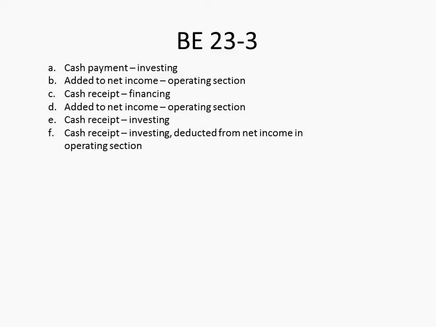What, do I hear confusion? There are two answers, right? Sale of land at a gain is the sale of the land. The proceeds from the sale of the land go into the investing section, right? But the gain is deducted from net income in the operating section. So there's two components here. Got it? Did I lose anybody? Do I need to go back over that? Huh?